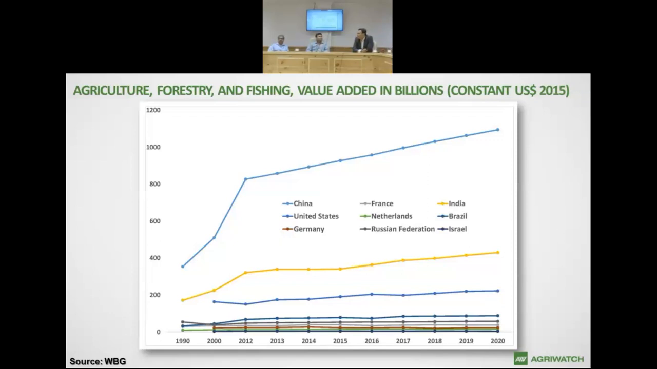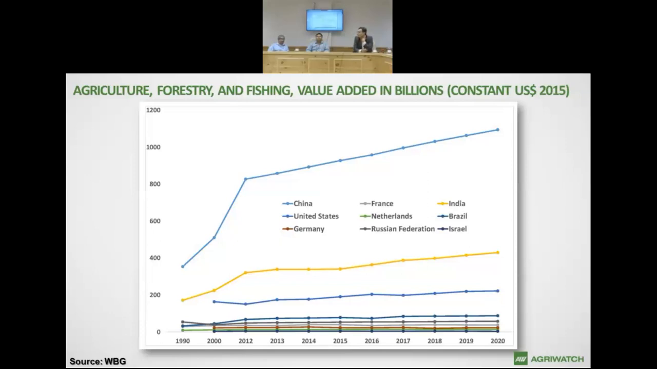This is what we have to learn from, whether it is the US, the Netherlands, Germany, France, or Israel. Israel is a very small country, but I've mentioned it here because, in their case also, they are able to export maybe just a couple of billion dollars worth of food. But when you see the value addition they've been able to do, it is in the range of 7 times, 8 times, 9 times.